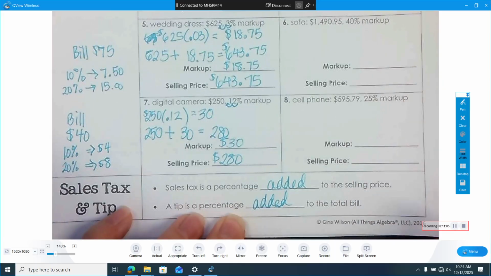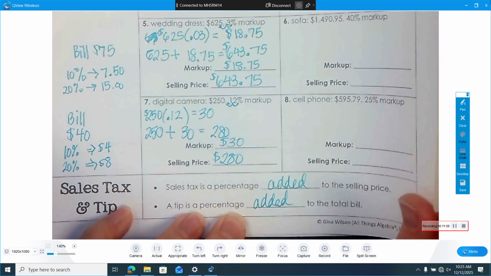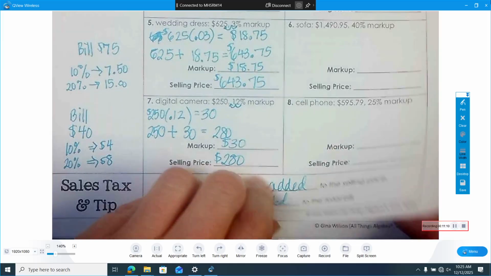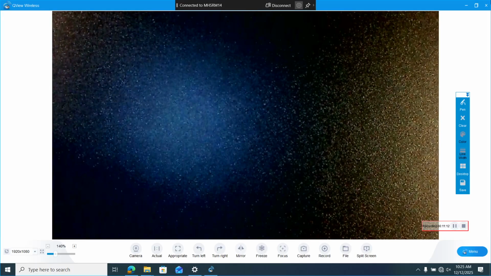I make my kids figure out tax all the time. Did I tell you that story? Yeah? All right, turn the page.